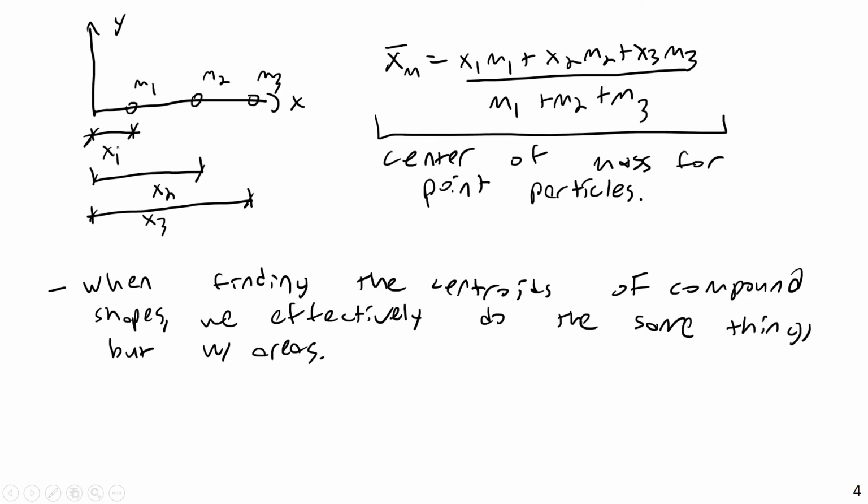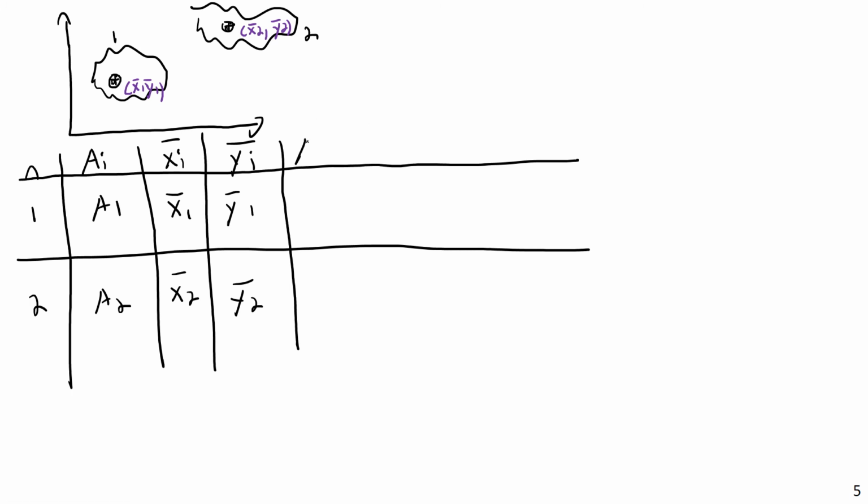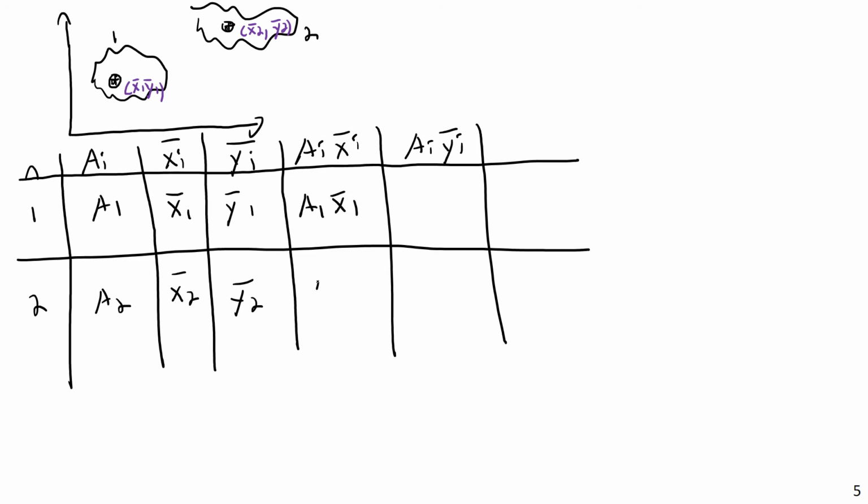Then, just like we did here, where we multiply the coordinates times the masses, I did the same thing but with area. So I have an A_i x bar i and an A_i y bar i. And so this would be A1 x bar 1, the product of those two, and then A2 x bar 2, and then A1 y bar 1 and A2 y bar 2. Literally just multiplying the coordinate of the centroid of each piece times the area of that given piece. Then I would sum this column up to get the A total, basically just a summation of area.